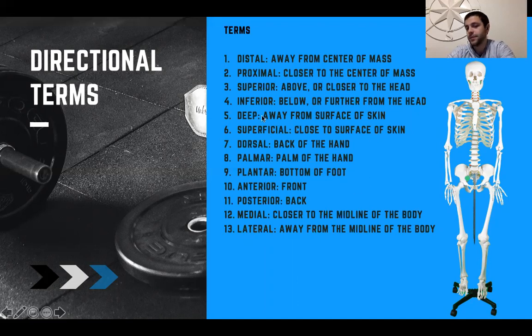Next we have deep and superficial. Deep means something is further away from the surface of the skin. Superficial means something is very close to the surface of the skin. For example, bones are deep, right? We have to go through our skin, all of our muscle and fat, etc., in order to get to bone. So bone is going to be pretty deep. The closer you get to the skin, the more superficial it is.